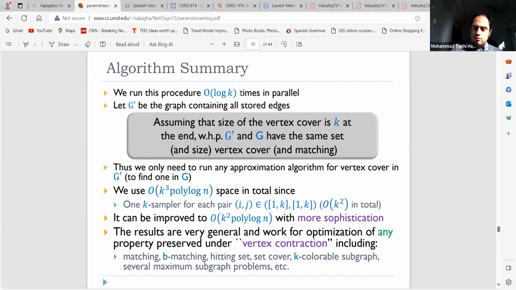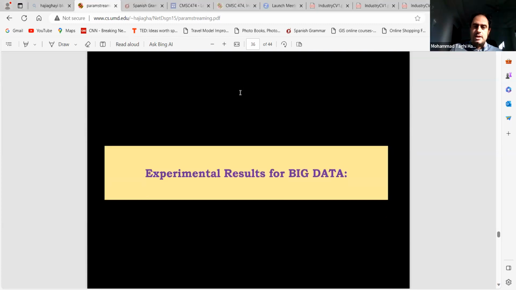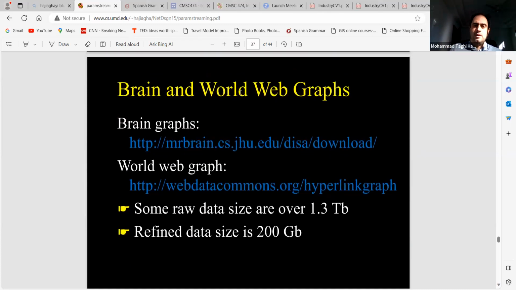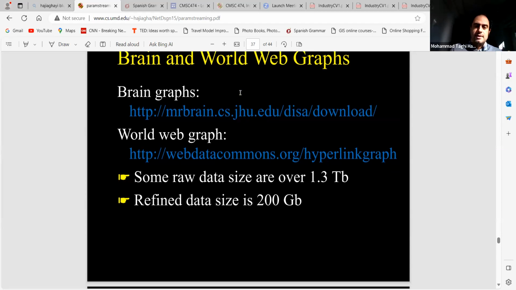And finally, I wanted to mention something about the implementation. So these are like the dark side. You may see that, because I have actually implemented this for big data. These are a few big data graphs: the World Wide Web graph and the brain graphs. And these are the sizes of them. The raw data is 1.3 terabytes. The refined data, if you clean it, is still 200 gigabytes. So these are very huge things.